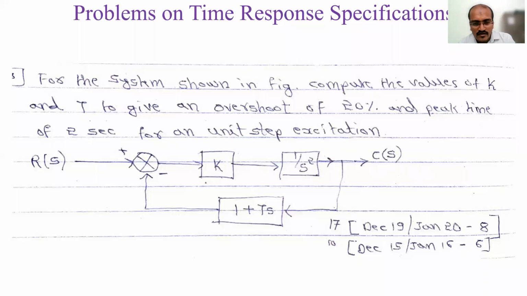What they will give is that they will divide this 1 plus tau s here. Maybe in the assignment you will be finding this. This 1 plus tau s, they are going to separate it as in the previous one. This tau s they will give as a separate block, and there is one separate summing point. They will show you like this, and this block they will remove, so it will be like a unity feedback system.